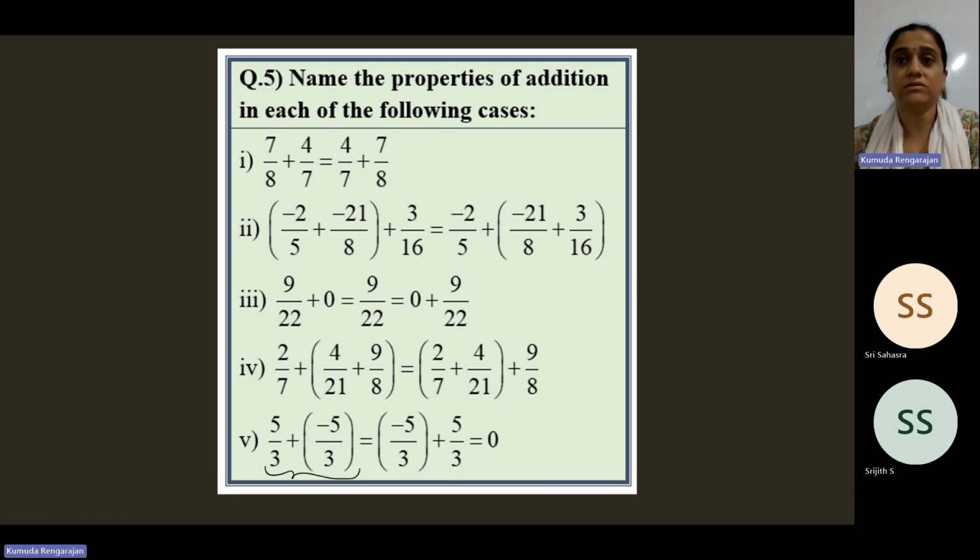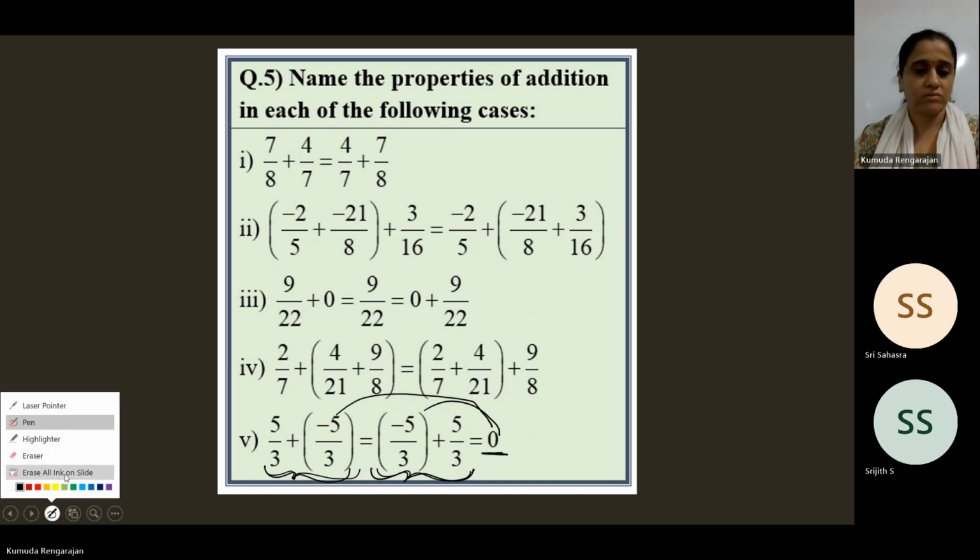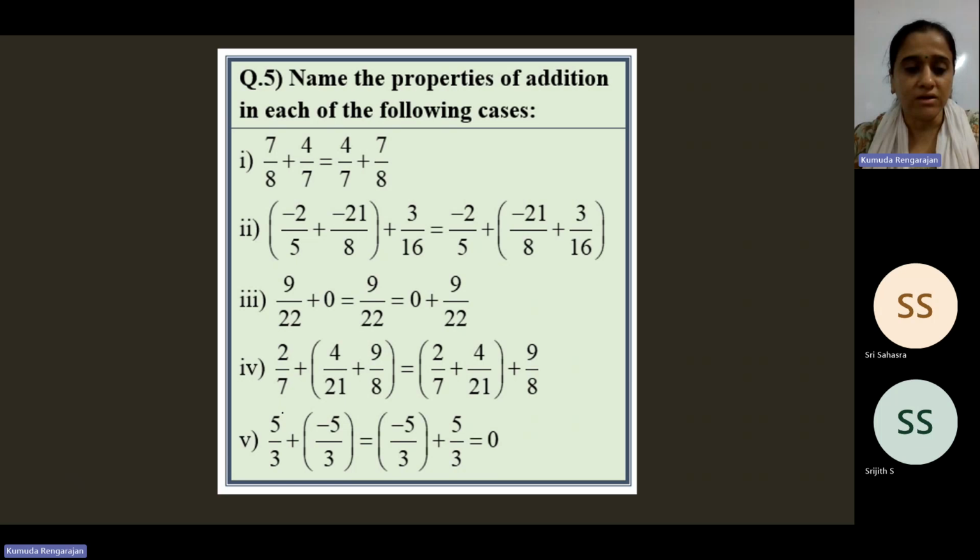What is the answer for this one? 0. You can see it here, is equal to 0. What's the answer for this one? 0. So instead of writing 0 two times, this answer is equal to this answer is equal to 0. This is a rational number. This is its inverse. Or if you take this as the rational number, this is its inverse. Their sum is 0. All right. So the additive inverse property.